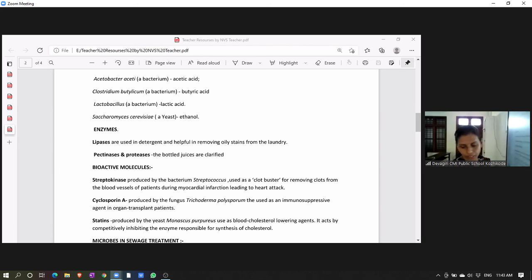I'll repeat the bioactive molecules definition for those who didn't write. If I write it on this, I hope you can't see it. No? It's a problem. Okay.